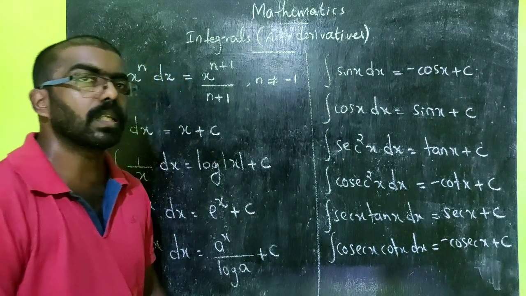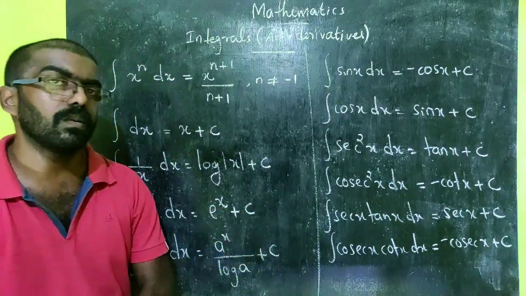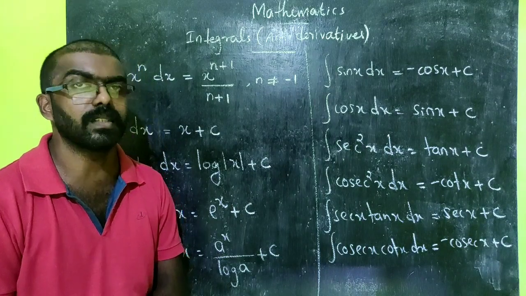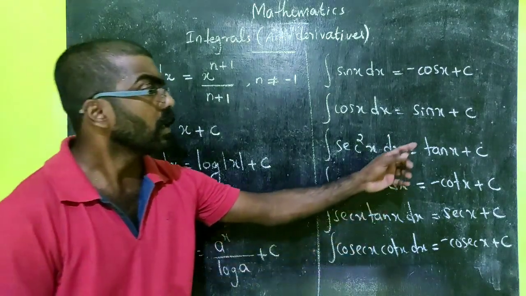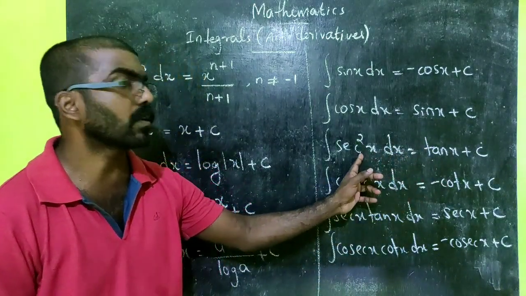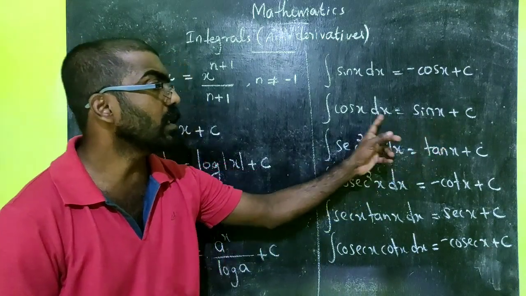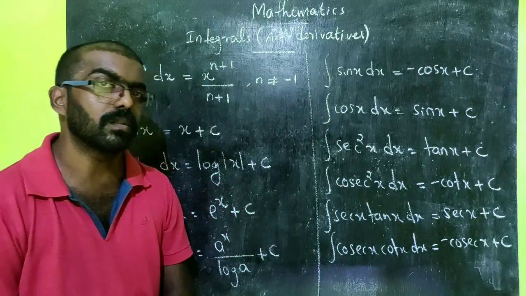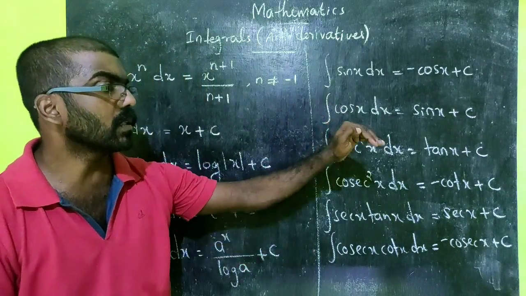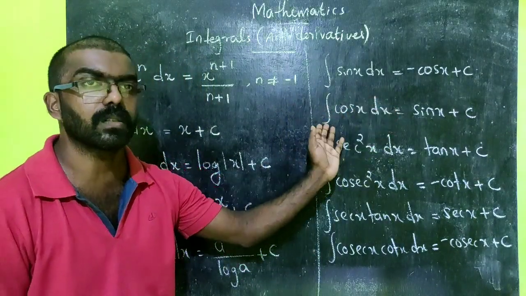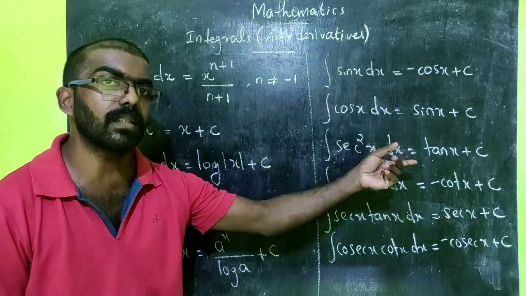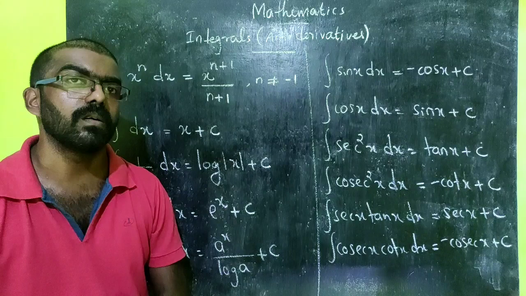So these are the reverse form of the formulas we have already learned in differentiation. For example, derivative of tan x is sec square x, derivative of sin x is cos x. So here it is the reverse process. Integral cos x is sin x, derivative of sin x is cos x. Integral sec square x is tan x, derivative of tan x is what? Sec square x.